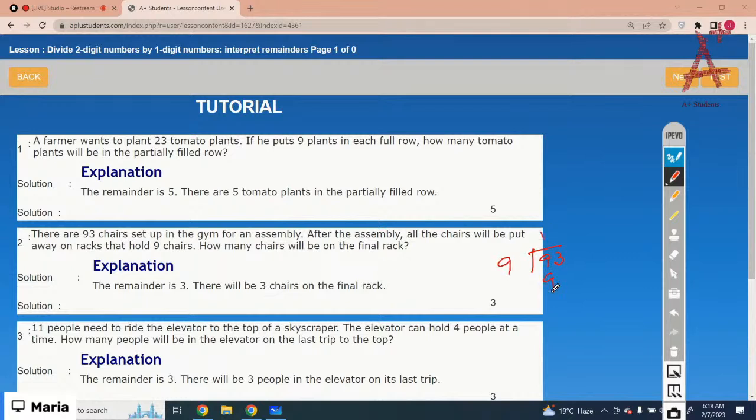9 times 1 is 9. 9 times 0 is 0. Here you have 3 again. Got it? That means you have 10 rows each with 9, and the final row has only 3 chairs. Got it?